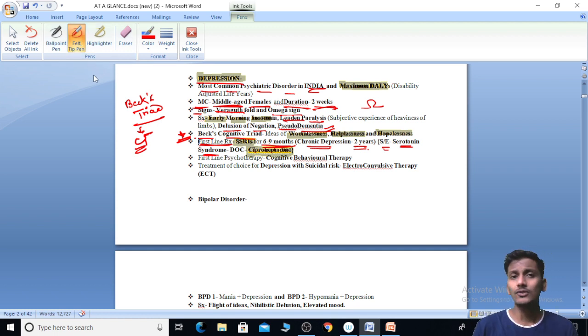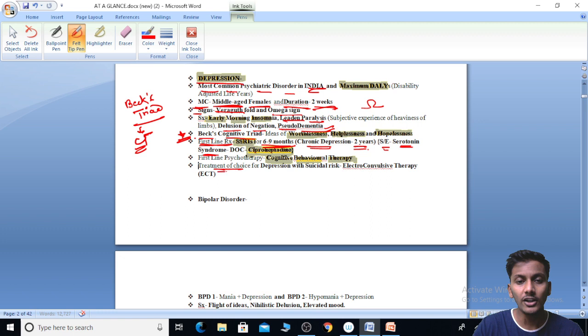Now, in depression, usually not only the drugs are going to help. Therefore, there should be some behavioral therapy or psychotherapy along with the drugs. So, the first line psychotherapy preferred in cases of depression is CBT, Cognitive Behavioral Therapy. That is also used in cases of schizophrenia. Yaad rakhna hai, okay? Moving further.